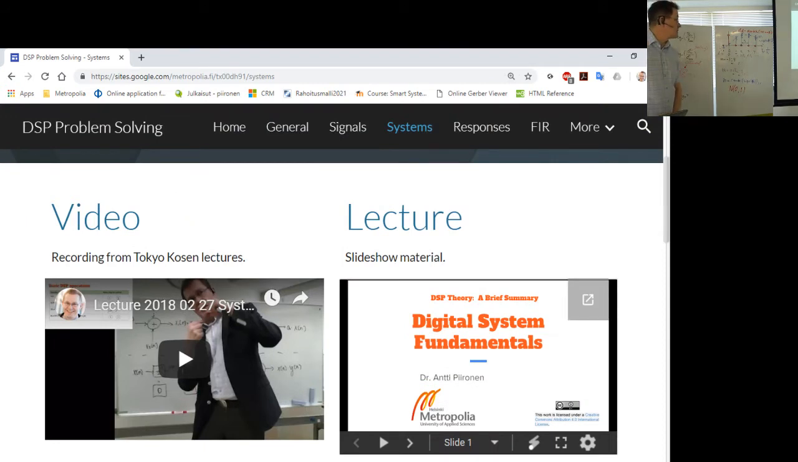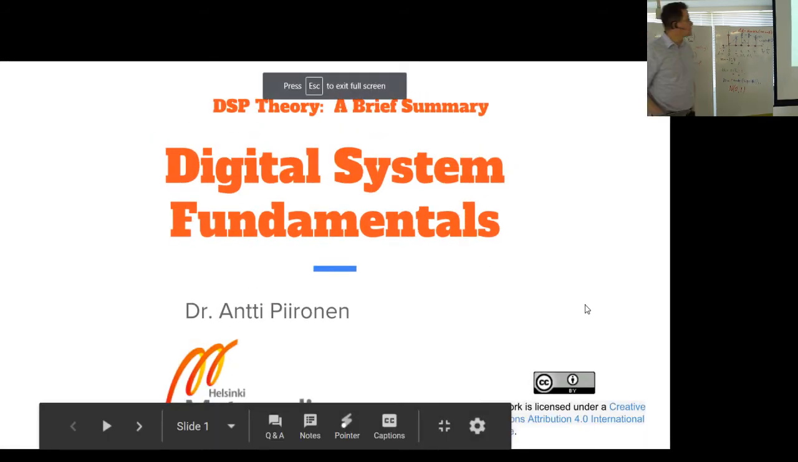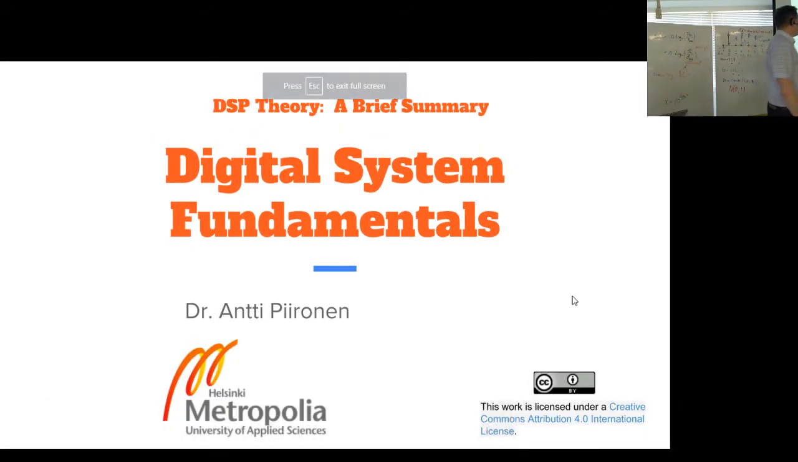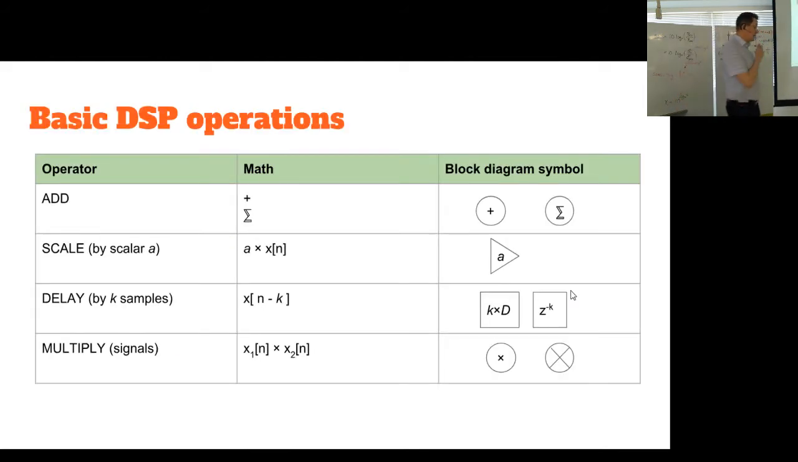Okay, let me open this slideshow. Some fundamental stuff about the basic digital signal processing operations. There are not so many. Those are the mostly used operations. One is the summing junction, meaning the add operation. There are not too many. That's basically, say, 90% of the systems can be described by just these four operations.